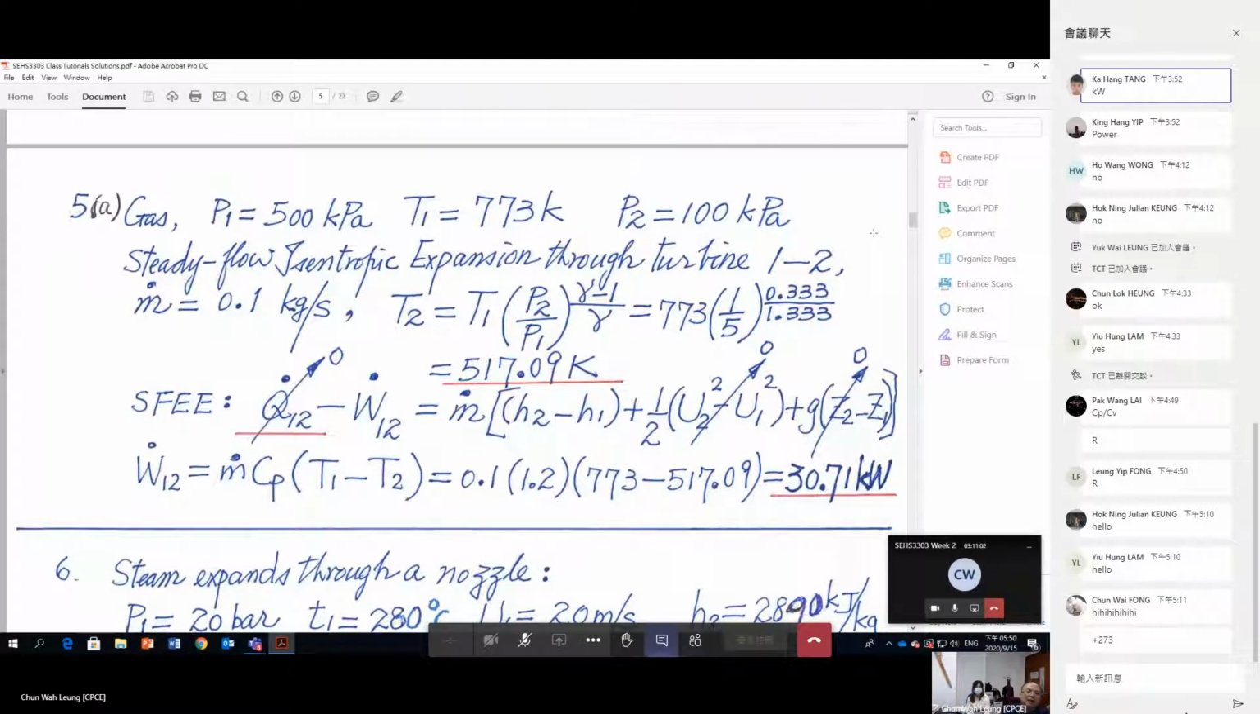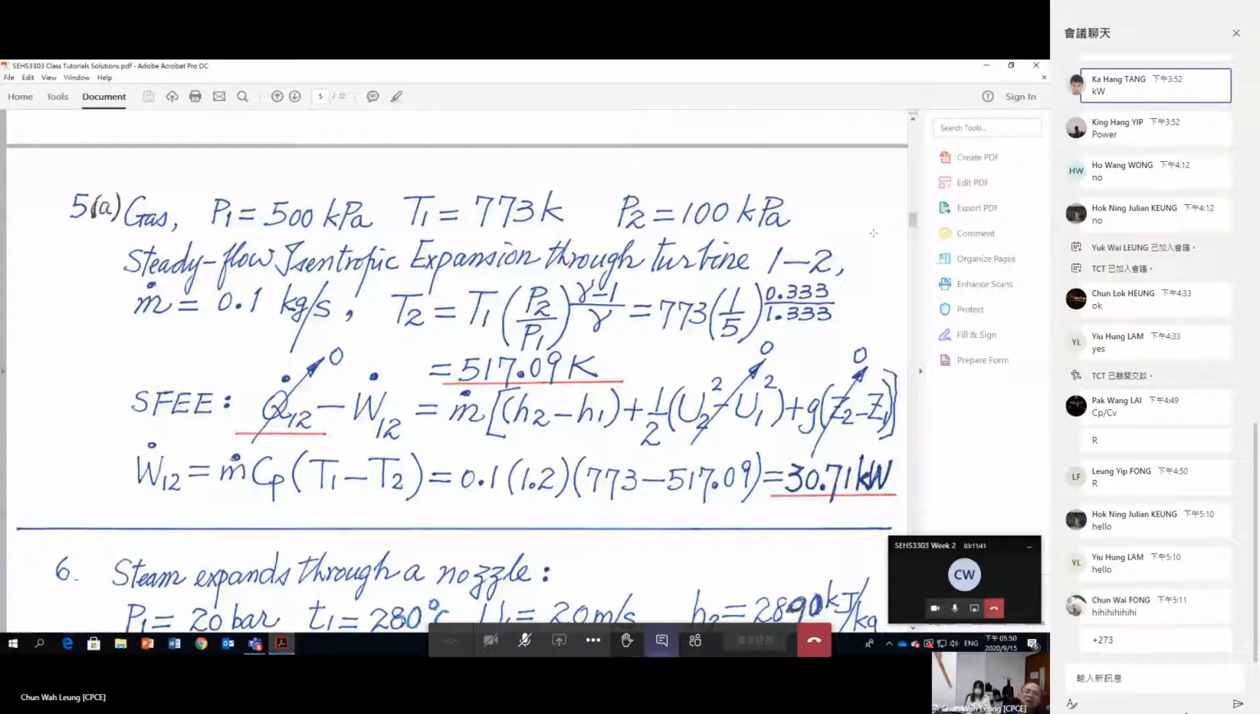So therefore, it's a gas. P1 is 500 kPa, T1 — again, don't keep 500 degrees C, change it into 773 K — and P2 is 100 kPa. Steady flow, therefore a flow process, so we will use the steady flow energy equation. But first, we want to find the temperature at the exit.